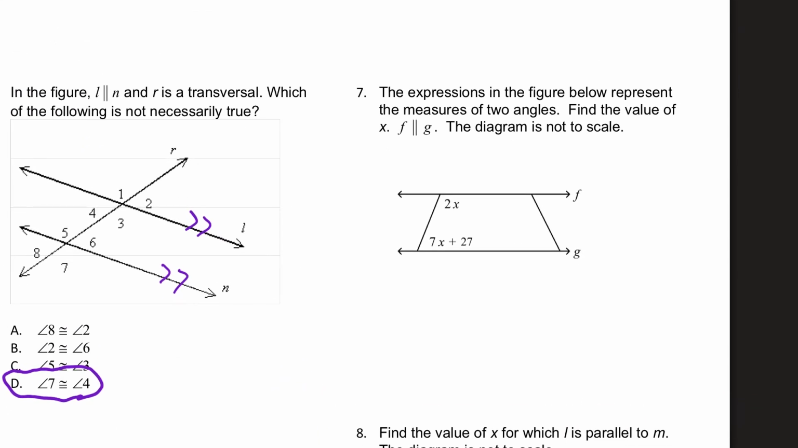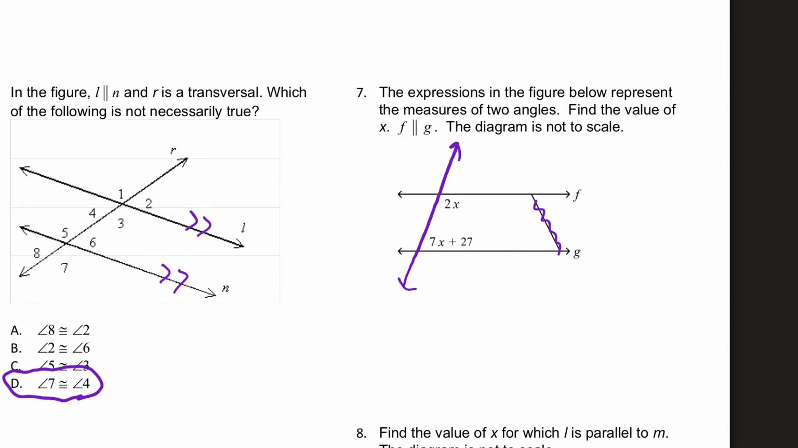All right, number 7. This one actually looks a little bit more confusing than it needs to. Imagine that this is a transversal. It goes all the way through. And we can even imagine that this line over here just doesn't exist. We'd have a normal transversal problem, and 2x and 7x plus 27 would be consecutive interior angles.